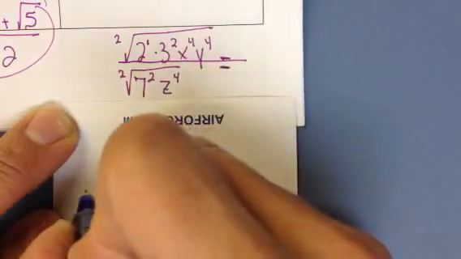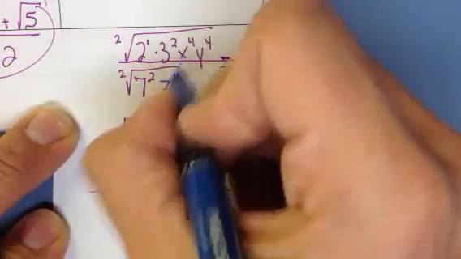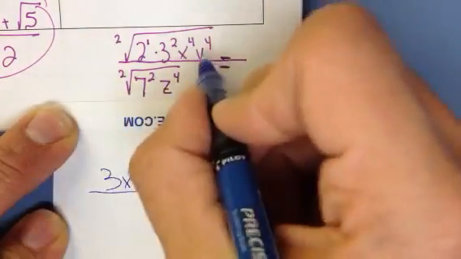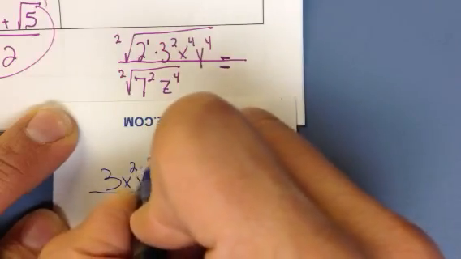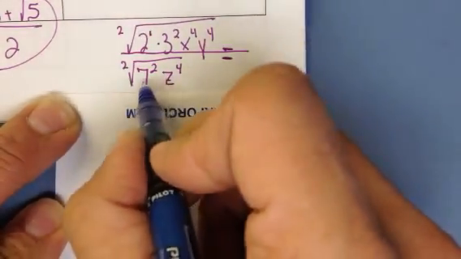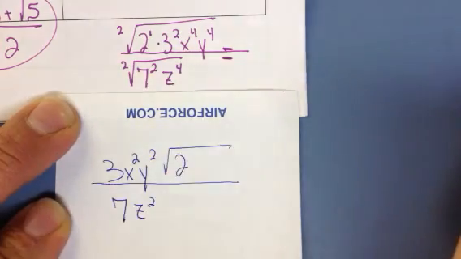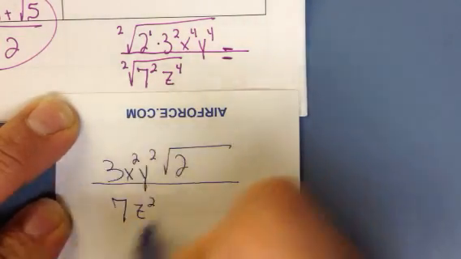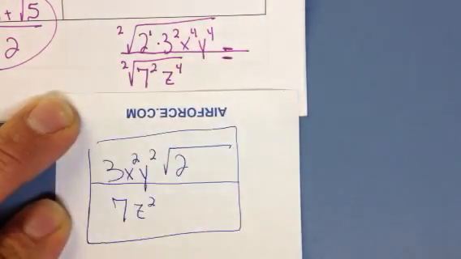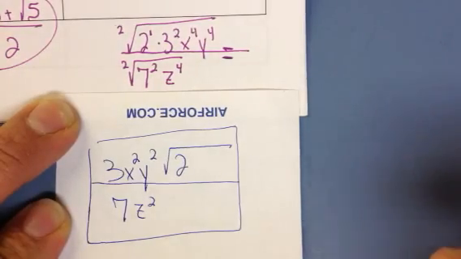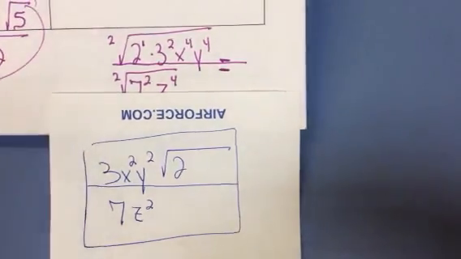The 3 can come out, so here's my fraction bar. The x to the 4th can come out as x squared, and the y to the 4th can come out as y squared. And in the bottom, both of those can come out, 7 and then z squared. And then that's my answer. I can't do any more simplifying out here. So, okay, that is the answer for the bottom right one.